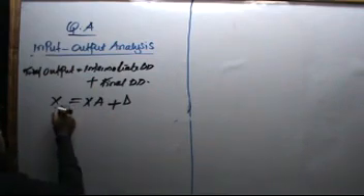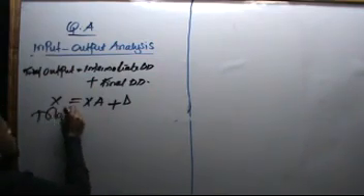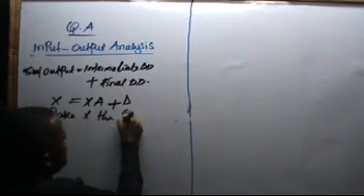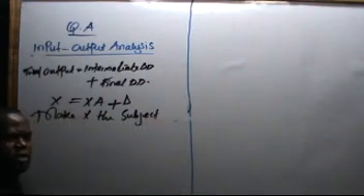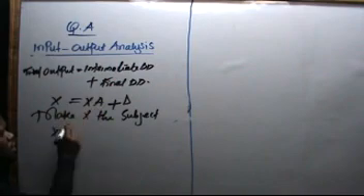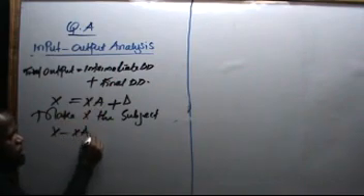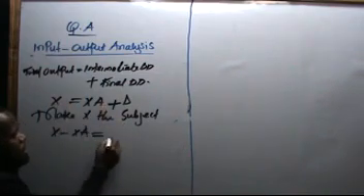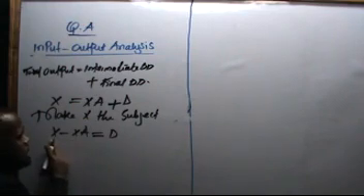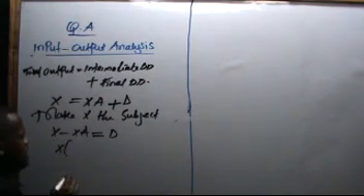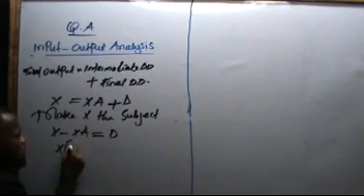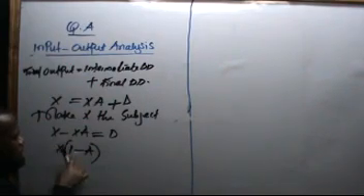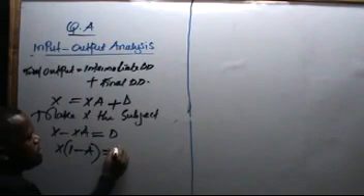If you want the formula to get the total output, you need to make X the subject. So when you make X the subject, we'll have X minus XA, with D remaining on this side alone. The XA has changed sides, so it has become a negative XA, equals D. Then factor out X, the common value, so you'll have X times 1 minus A equals D.